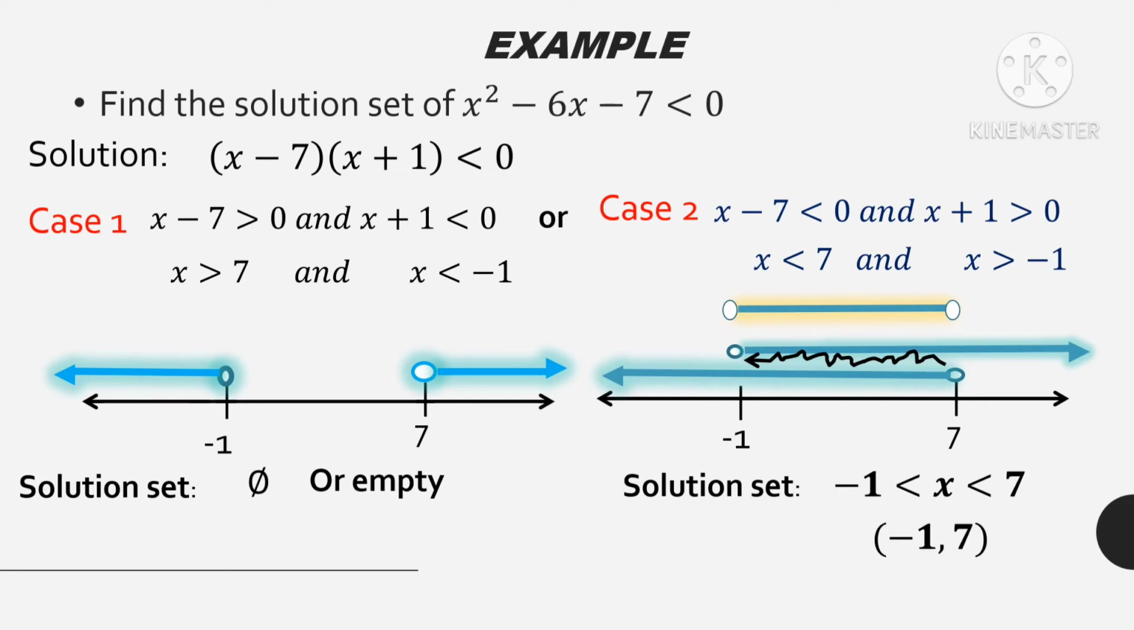Okay? So our final answer, if you write x is greater than negative 1 but less than 7, that is open parenthesis negative 1 comma 7 close parenthesis. So our final answer is open parenthesis negative 1 comma 7. So that is the equivalent of x is greater than negative 1 but less than 7. Okay?